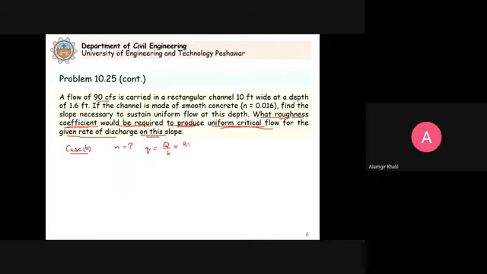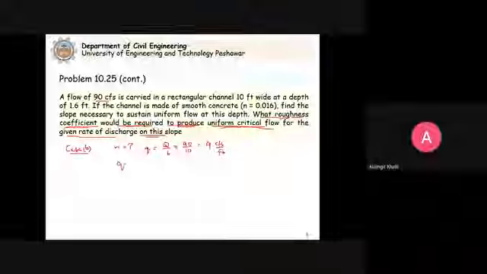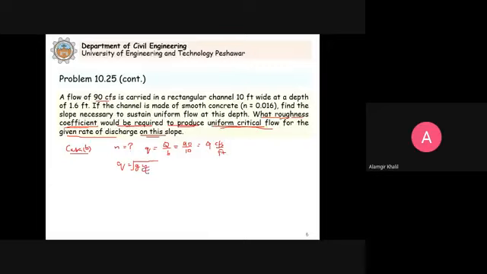This is given as 90, and the width of the channel is 10. So we have 9 CFS per foot. This is small q. Now we already know that q is equal to the square root of g into yc cube. Now from here we can easily calculate the critical depth.